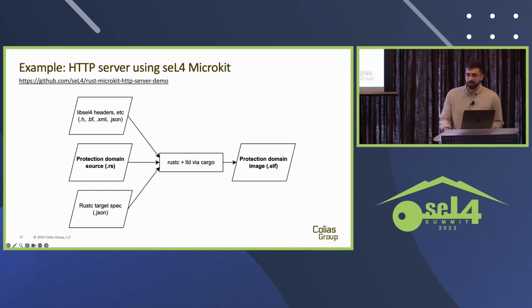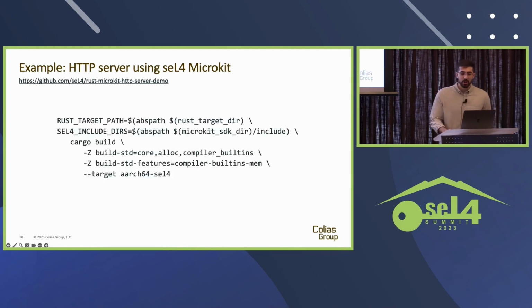We invoke the Rust toolchain to build our protection domain images. And what I want to emphasize here is how few external dependencies there are and how few moving parts there are. There's no C compiler or C runtime, for example. There's no linker script. Also, the Rust toolchain makes it really easy to manage toolchain versions and ships with a linker, so that's fewer moving parts there. All it takes to build a protection domain image is one invocation of Cargo, the Rust package manager.